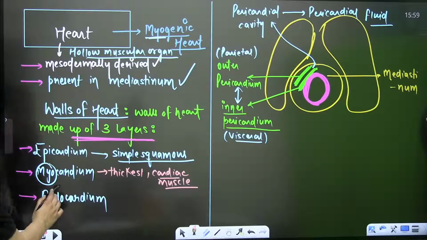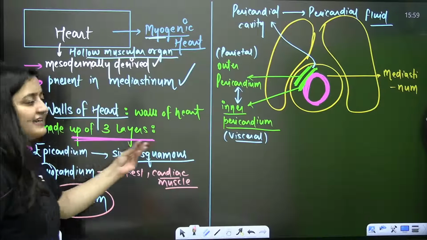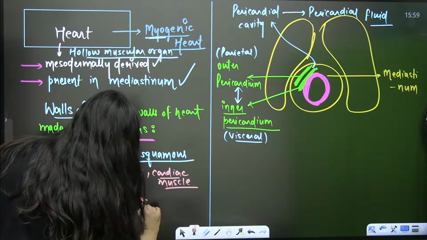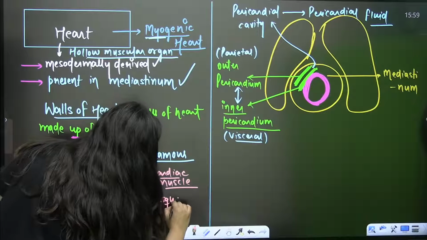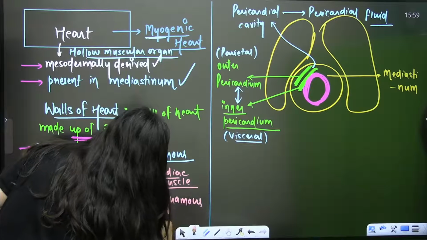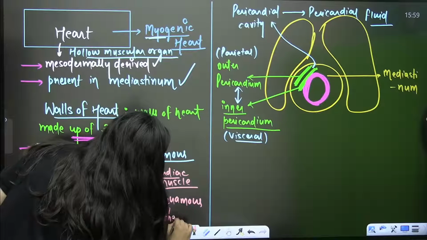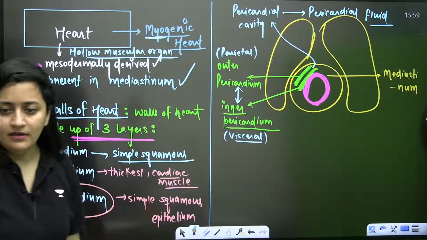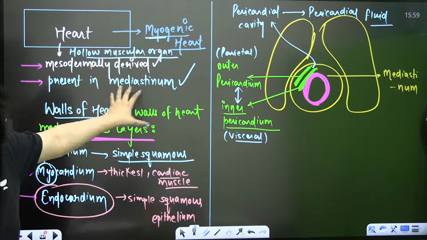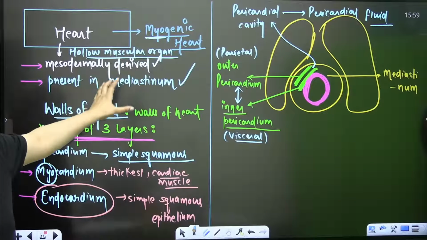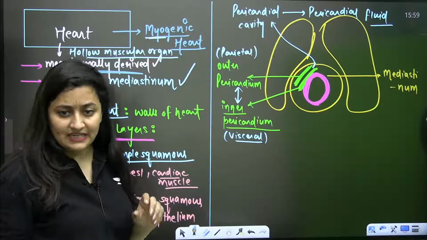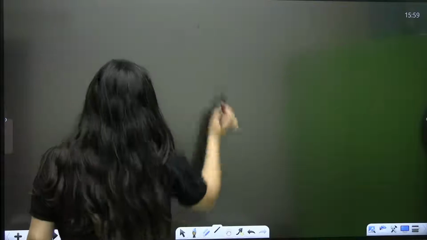And then the endocardium, innermost, again it is having simple squamous epithelium. Understood? So this part is clear, the position, and the heart is made up of your mesoderm germ layer. Now let's move to the next part.